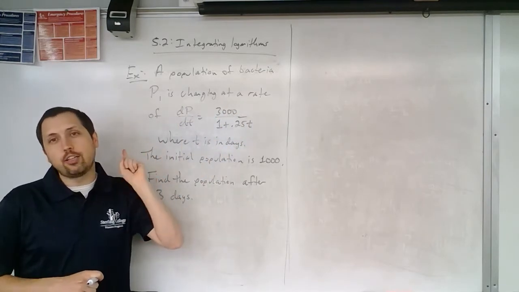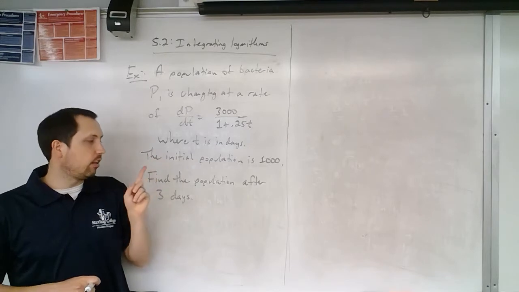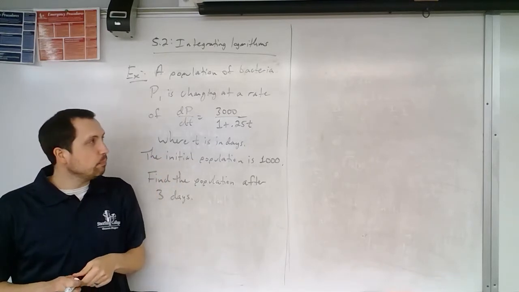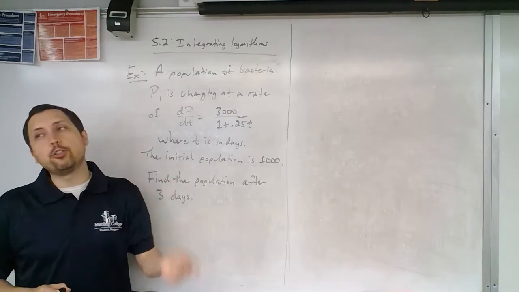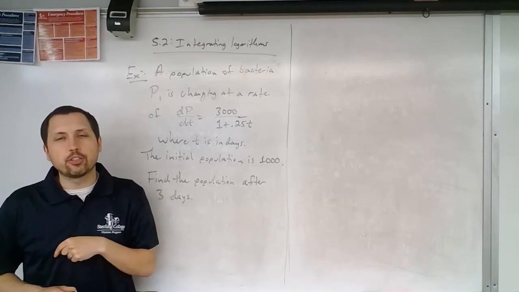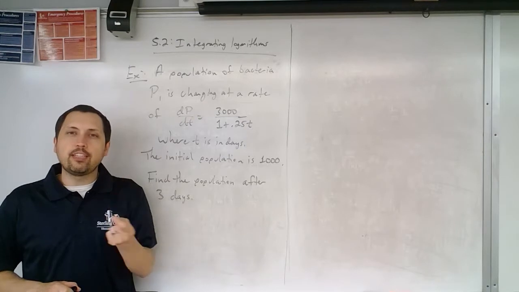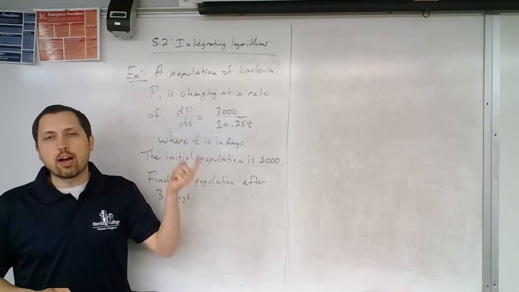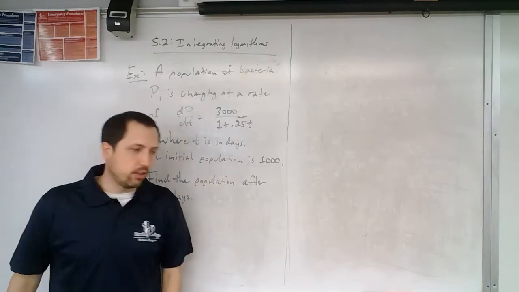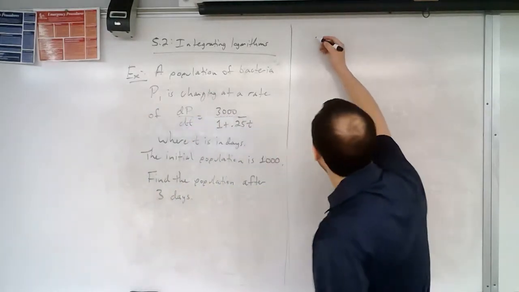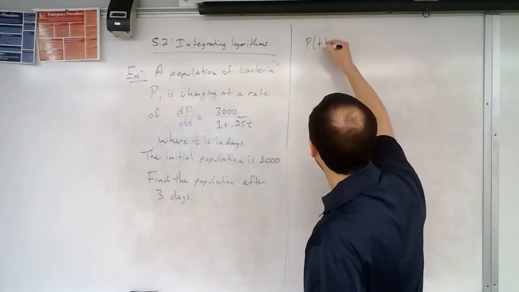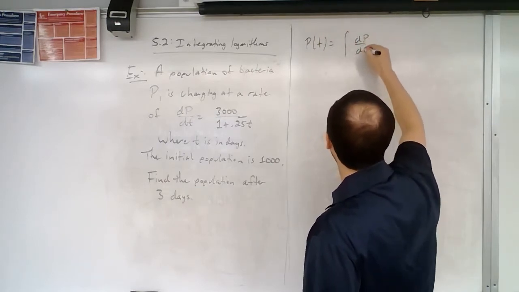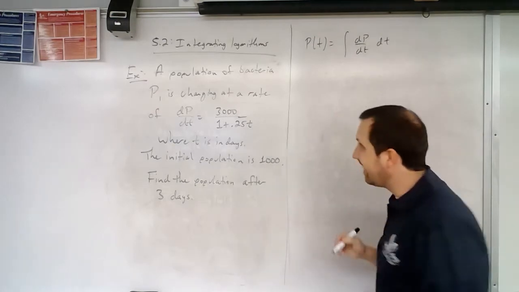But we're not interested in the derivative at 3. We're interested in the population at 3. So I give you a derivative, and you're trying to figure out what that original function is. To do that, you need to find the antiderivative of this. To reverse the derivative process, we're going to use an integral. So my P of t is going to be equal to the integral of dP/dt with respect to t.